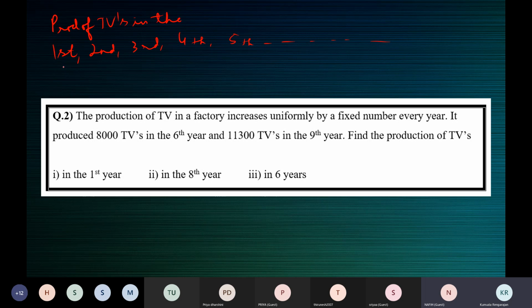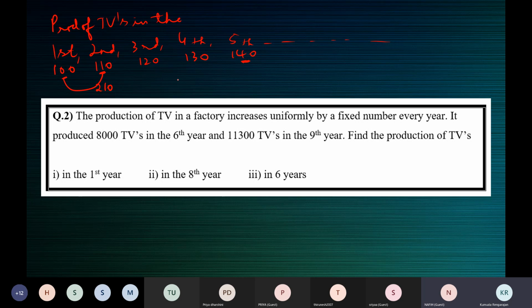In the 1st year it produces 100, 2nd year 100 plus 10, 110, 3rd year 120, then 130, then 140. So this 100 is the production in the 1st year, 110 is the production in the 2nd year. The production in 2 years is 210, that is 100 plus 110. Now see, 140 is the production during the 5th year.